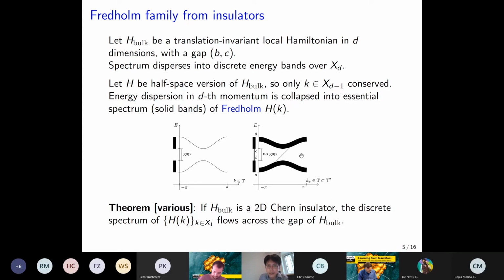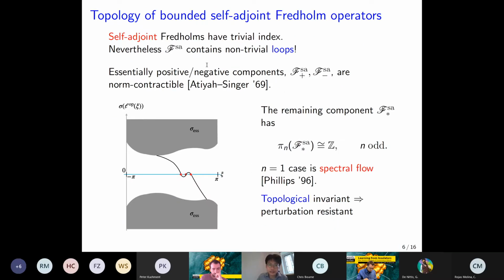Okay. Then when you pass to the picture with a boundary, so you have these solid bands, then the discrete spectrum actually arises in a funny way, and it must flow across the gap. So you must have a spectral flow from the lower energy bands to the upper energy band. Okay, so that's a kind of analytic, but where's the topology?